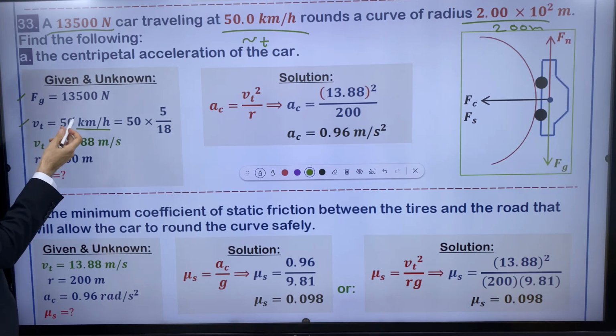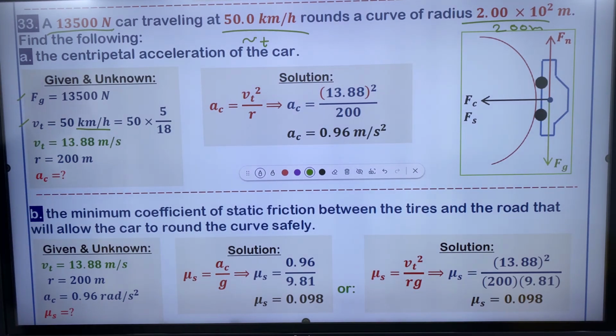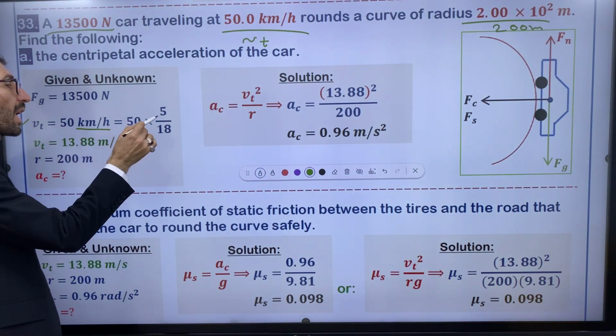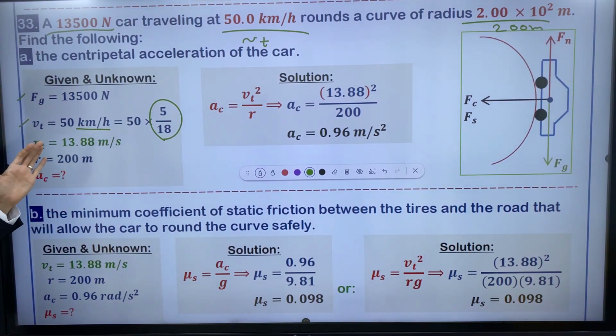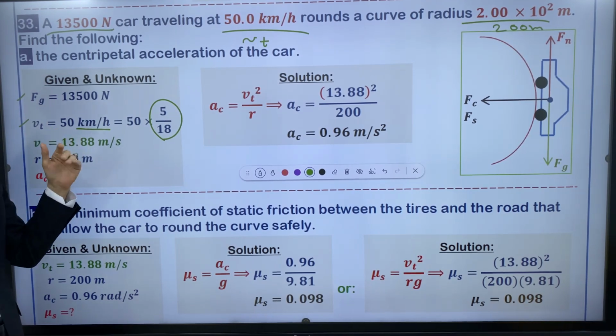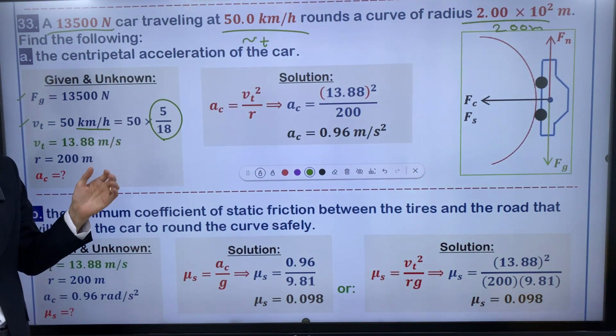How do you convert kilometers per hour into meter per second? Just multiply the number by this ratio. So this is a conversion ratio. Whenever you want to convert kilometers per hour to meter per second, you have to use this ratio.